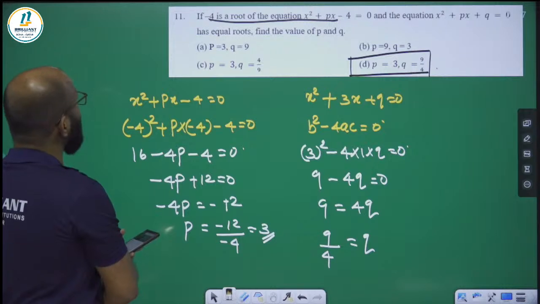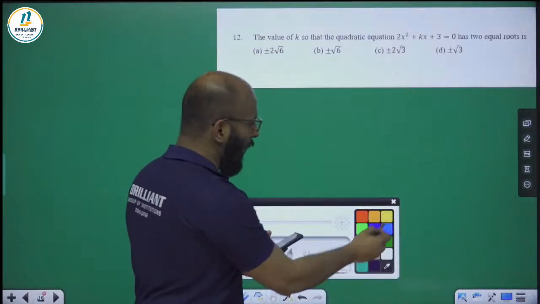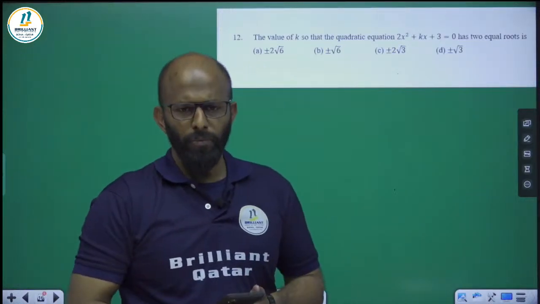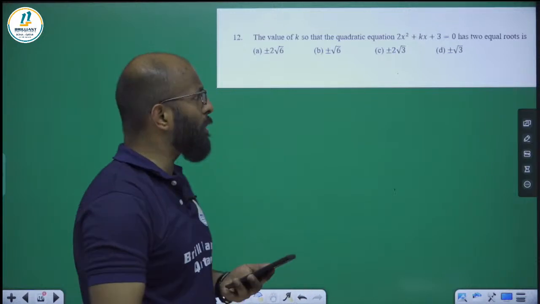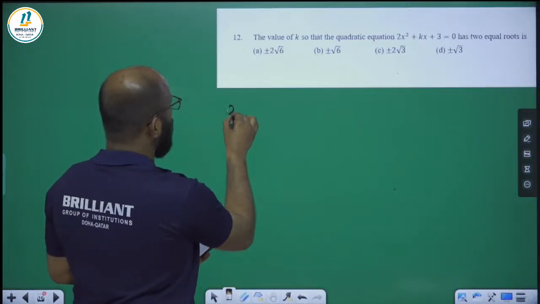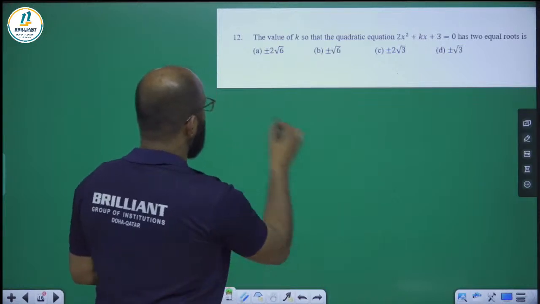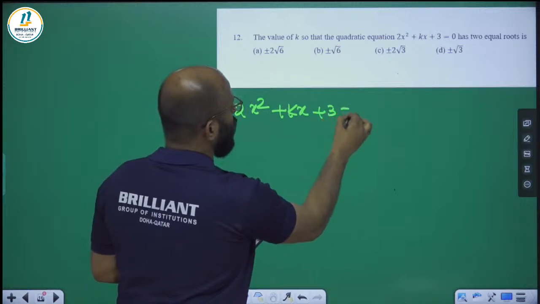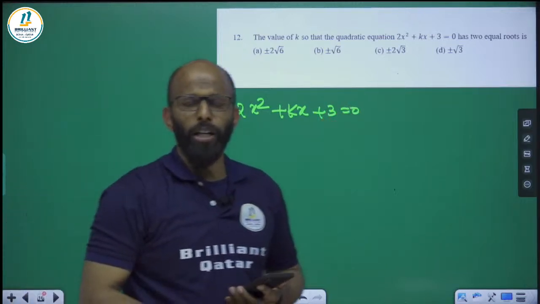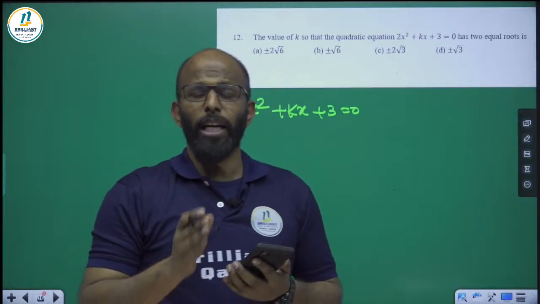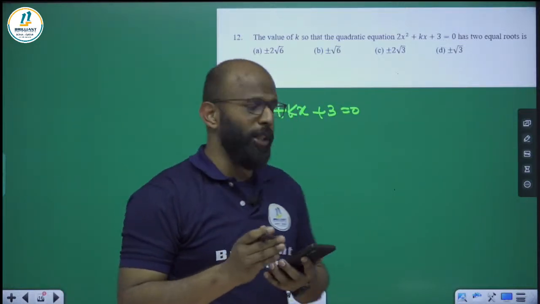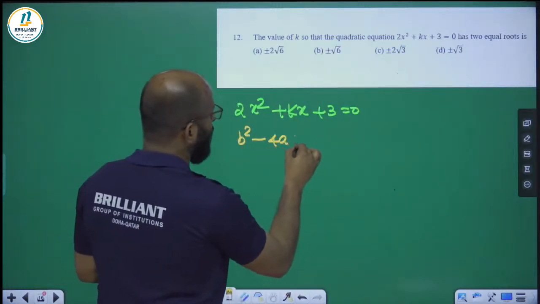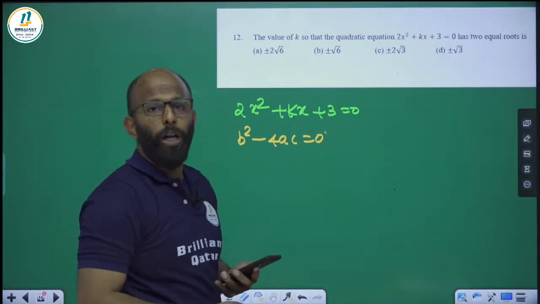Yes. So we'll move to the second question. Question number 12: find the value of k so that the quadratic equation has two equal roots. The quadratic equation is 2x square plus kx plus 3 is equal to 0. Same concept: if a quadratic equation has equal roots, then the discriminant is equal to 0. You can use that concept here. b square minus 4ac is equal to 0.